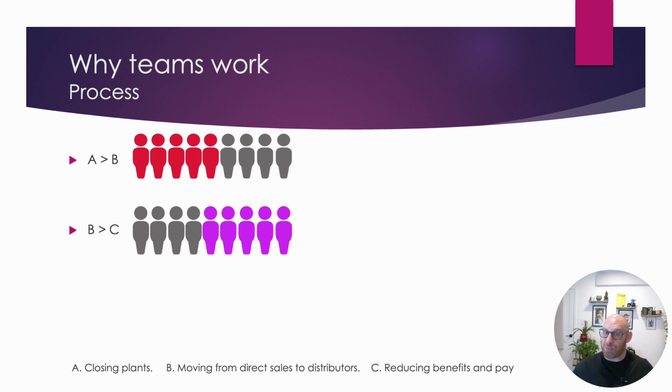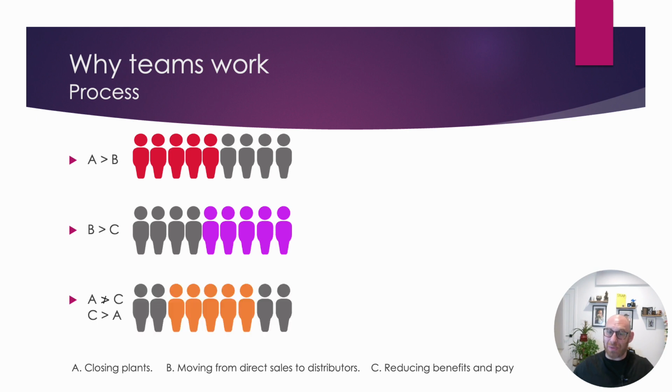Now, by the transitive property, A, closing plants, should be preferred to C, reducing benefits. But the paradox is that 5 members could rank C, reducing benefits, over A, closing plants. So instead of being transitive, the preferences are circular. Thus, no matter which option is selected, it's likely that different majorities will prefer alternative outcomes, and no voting method, like rank ordering, a point system, or so on, can solve the problem.